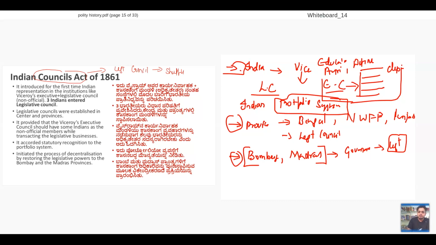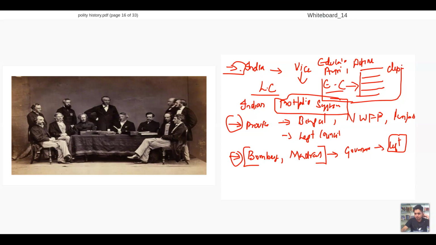So let's get back. Legislative councils were established in center and province both. So federal structure begins here because center is also there, province is also there. It provides Viceroy Executive Council should have some Indians. Yes, 3 Indians were there. Statutory recognition of portfolio system initiated the process of decentralization. Legislative powers were given for Mumbai and Madras because they had governors there, right? Governors were subordinate to Viceroy. We had studied this. So he'll get legislative power. So this is Executive Council. All white people. This is how Executive Council will be there with portfolios.